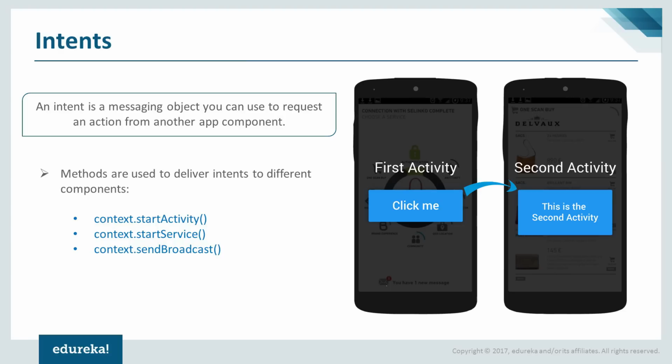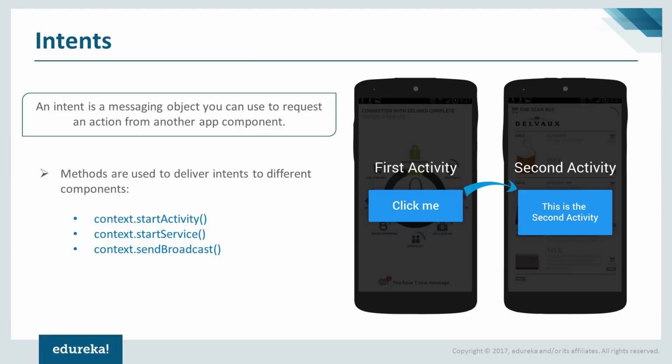So here you can see an intent is a messaging object you can use to request an action from another app component, meaning you can call the second activity from the first activity. At the same time, if you have any messages, text, or objects, even that can be passed on to the other activity. So methods are used to deliver intents to different components. In fact, the components are broadly classified into activities, services, broadcast, and many others. And while sending the message, you can use context.startActivity, or you can start a service, or you can send a message to the broadcast.